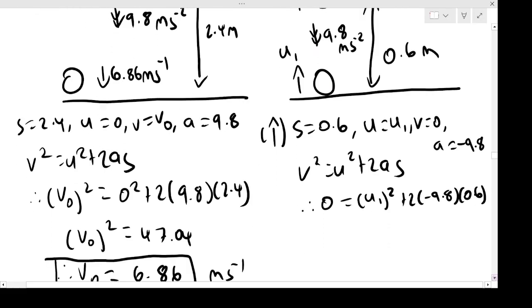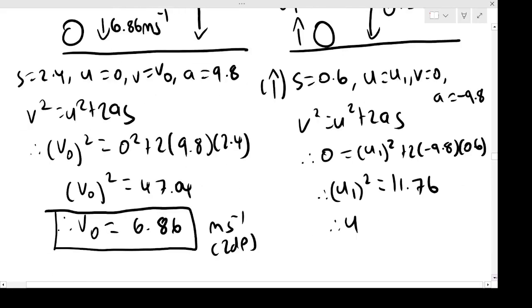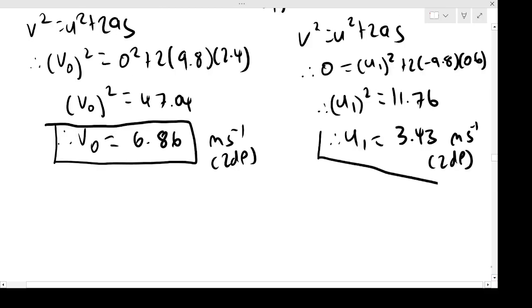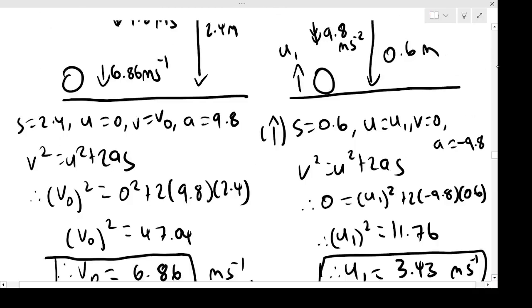So if we solve this, we get u1 squared to be 11.76. And so if we square root that, we get u1 to be 3.43. Okay, so there we are. Okay, so I can add that on, 3.43.